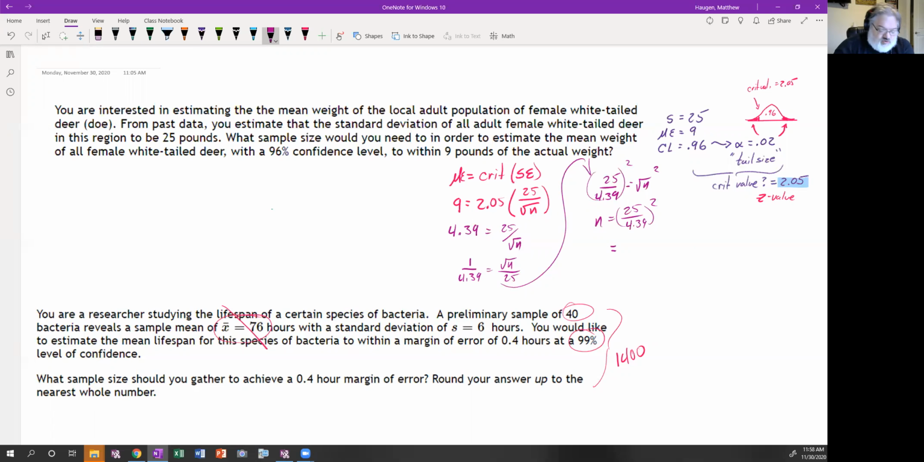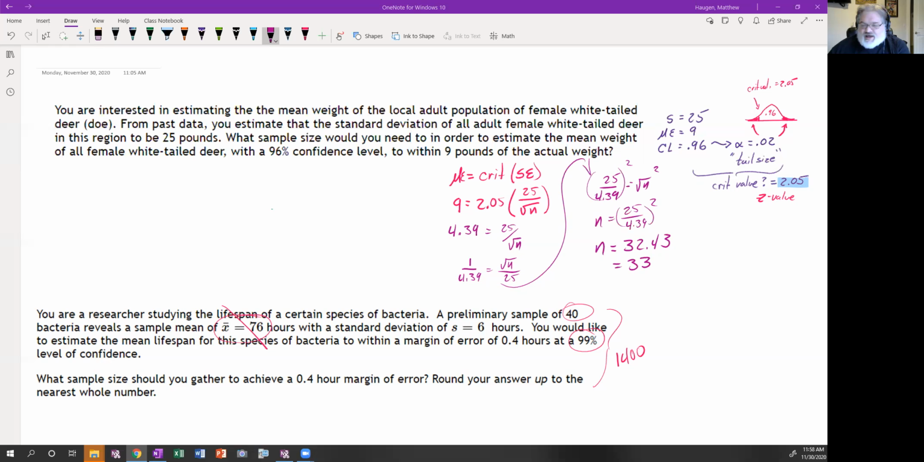So what is that value? I got 32.43. Since it's a sample size, I guess it'd be 33. So it would be 33. Now I'm just going to check and see, were they happy with the 33, or do they want you to go back and do something more complicated? I think they were happy with the 33. I hope they're happy with the 33.